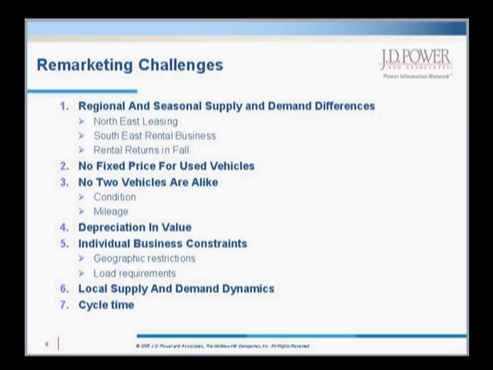Sixth, you have local supply and demand dynamics. As we take vehicles out of one location and put them in another location, the price dynamic changes at the auction, and we have to balance that against the arbitrage amounts. And then, of course, cycle time. Imagine every night 2,000 vehicles. You don't sell them today, you have 4,000 tomorrow, and so on. Combined with the depreciation, the problem compounds itself every night. So those are some of the challenges that our clients have to deal with.